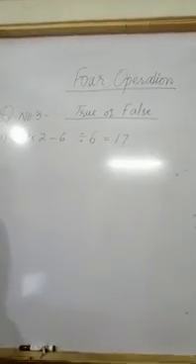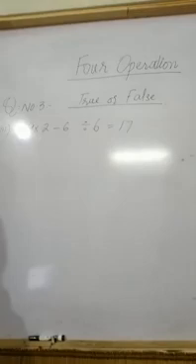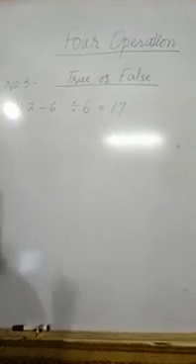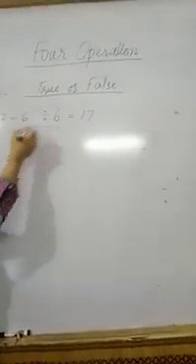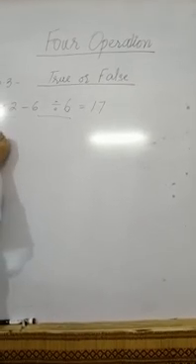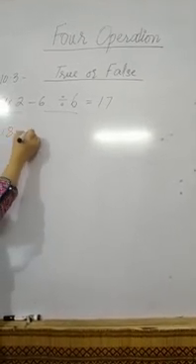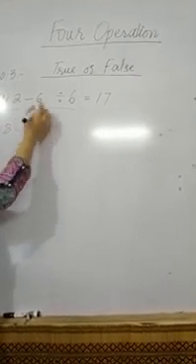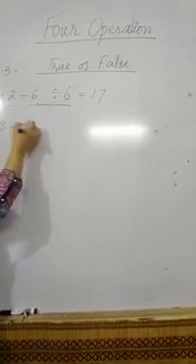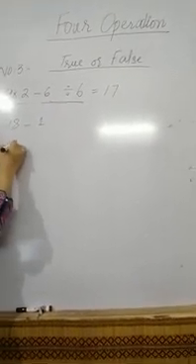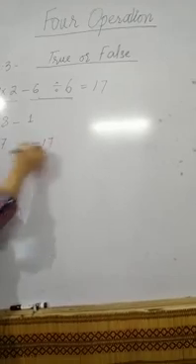Okay class, this is 9 times 2 minus 6 divided by 6. Again we have to apply the BODMAS rule, in which we have to do the multiplication and the division first. So 9 times 2 is 18 minus 6 divided by 6. This will be 1, which gives 17, and this is equals to 17. This statement is true.